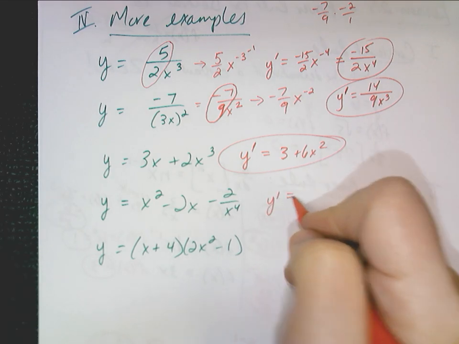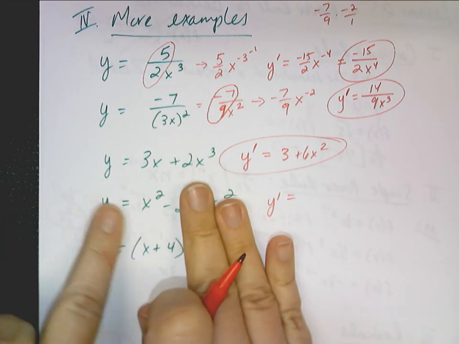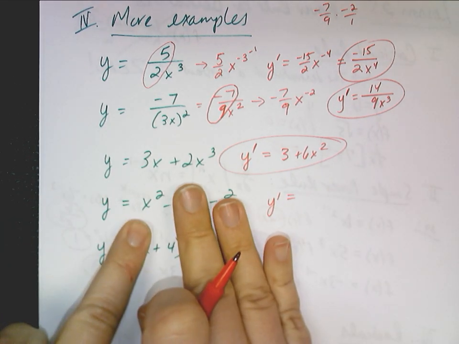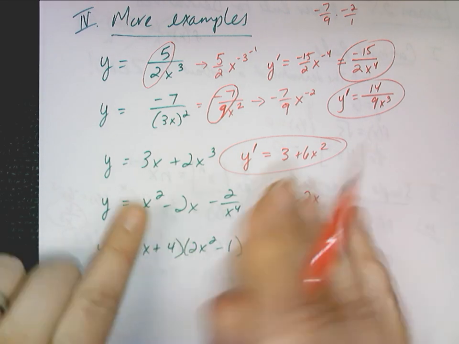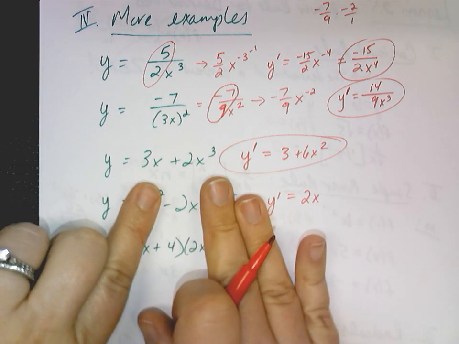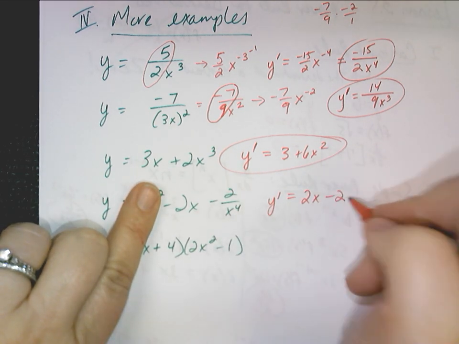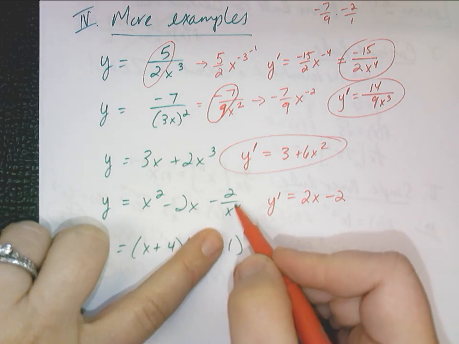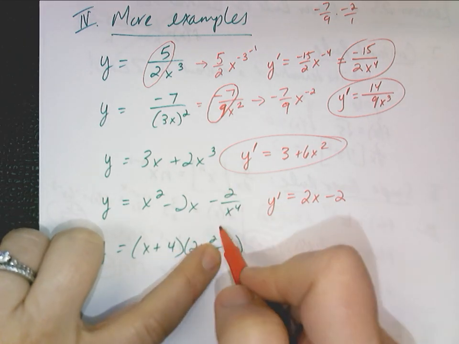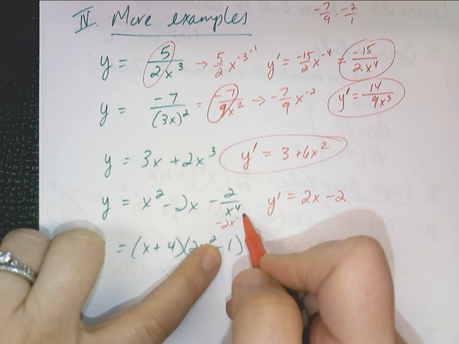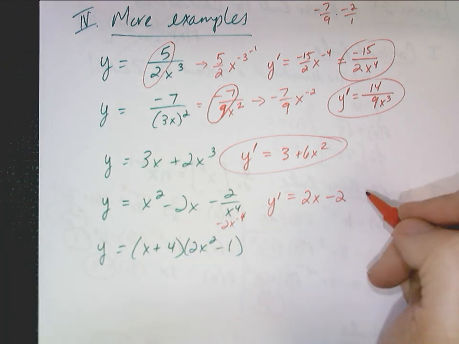All right, so what about this one? What's the derivative of just x squared? 2x. What's the derivative of minus 2x? Include this minus 2. Now this one, again, you want to rewrite it. So this would be -2x to -4, which would then take the derivative would be what?